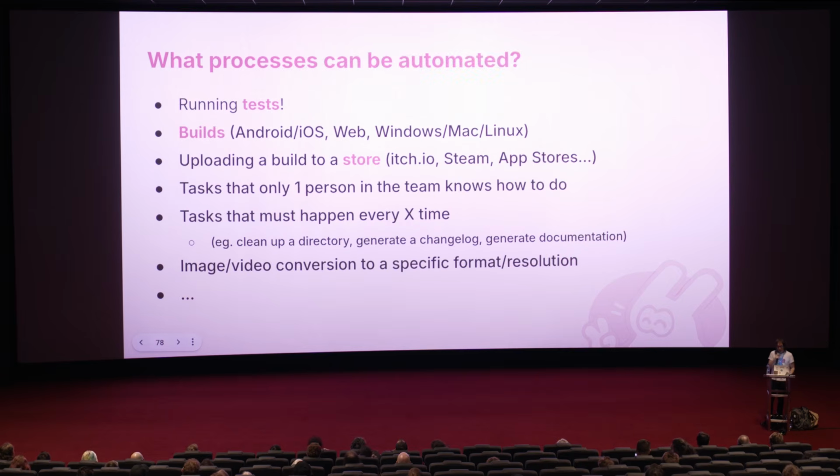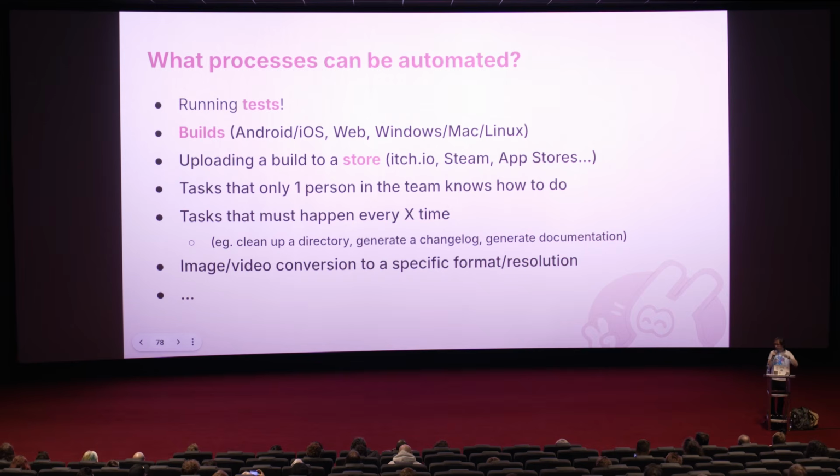And okay, what processes can be automated? First of all, running tests. We've been talking about this before on the second part. But you could also automate building your game and releasing it. If you imagine you're making a game for Windows, Mac, and Linux, that's 3 platforms, and you realize that the release has a bug, so you have to make a hotfix.